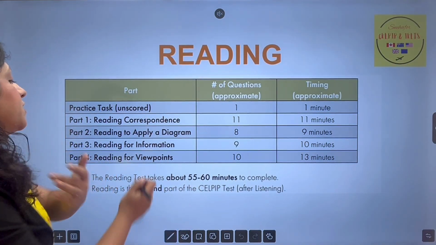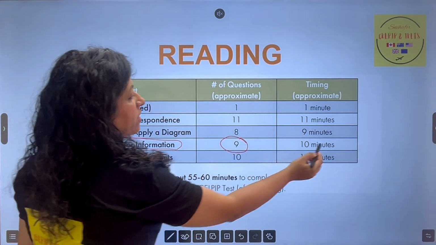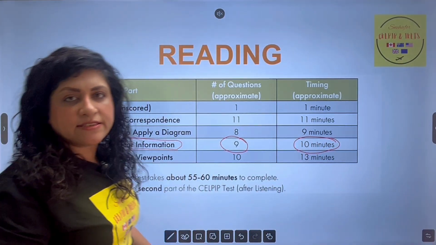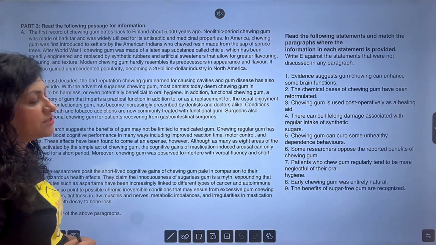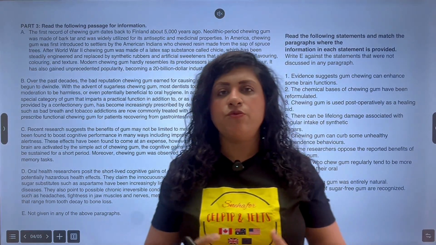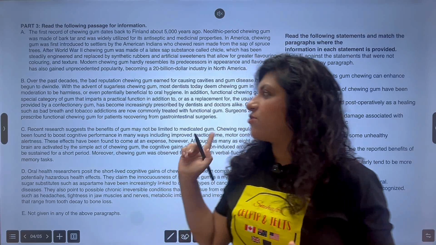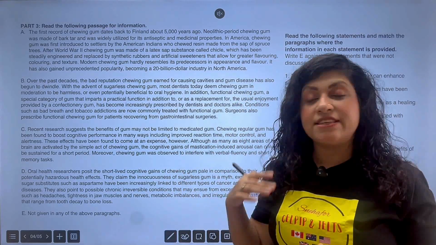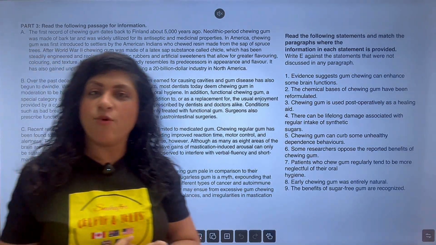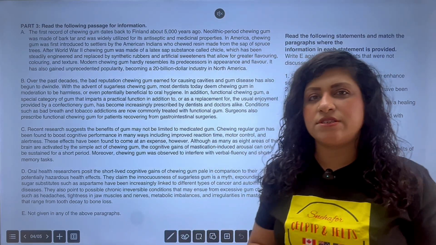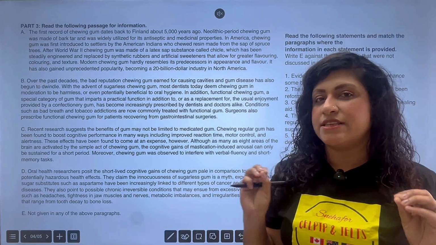Now this part 3, reading for information, has 9 questions and you're given 10 minutes. As the name suggests, this text is going to be informative. As you can see, as compared to part 1 and part 2, this one definitely looks more complex. It's lengthier, no doubt, and there is a lot of information for you to absorb in this part.